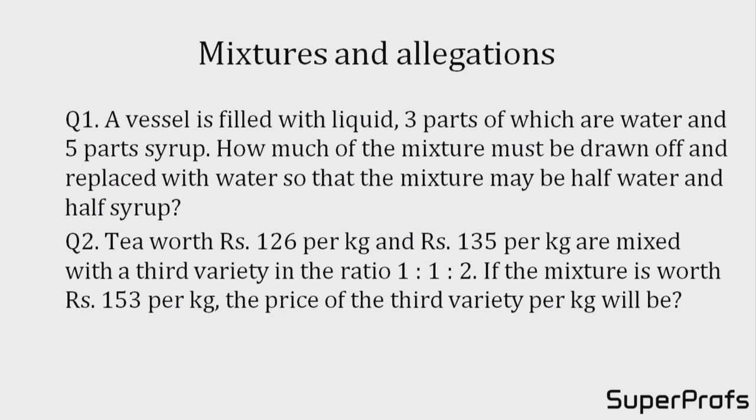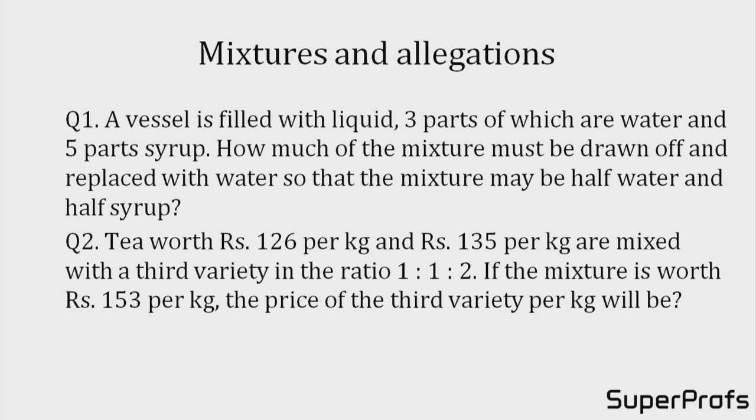And the second type of question is when unit price of 2 commodities are given along with the ratio, and then you have to find out the price of a third commodity, which when mixed with first 2 will make a mixture with a given unit price in the question. Like in second question, tea worth rupees 126 per kg and 135 per kg are mixed to form a ratio of 1:1:2. If the mixture is worth rupees 153, so here you have to find out the price of the third variety, which is in the ratio of 2.